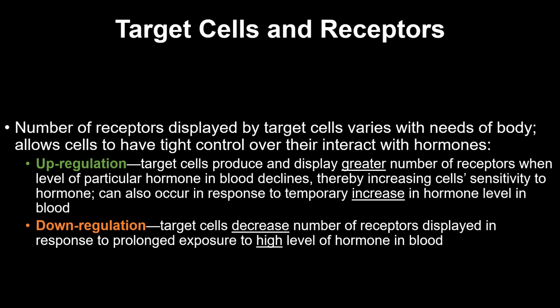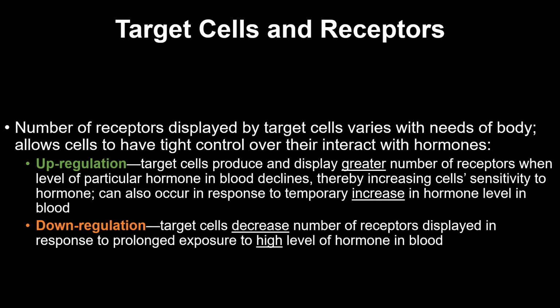Now, the number of receptors in the target cell really varies depending on the body's need. Certain conditions can cause a cell to produce more receptors. For example, when a particular hormone level in the blood declines, target cells may make more receptors for that hormone, thereby increasing that cell's sensitivity to the hormone. This is a process called upregulation.